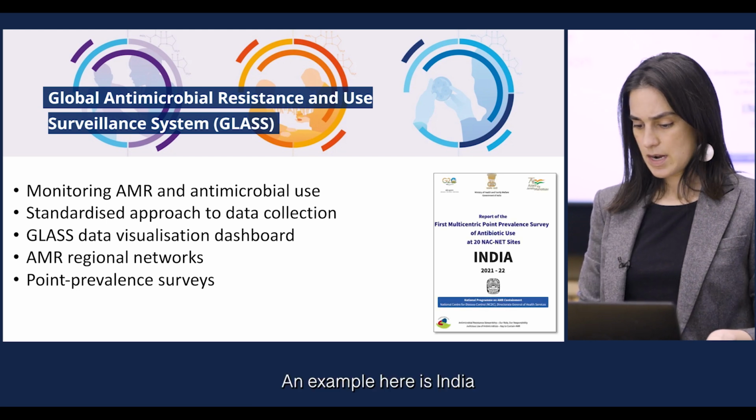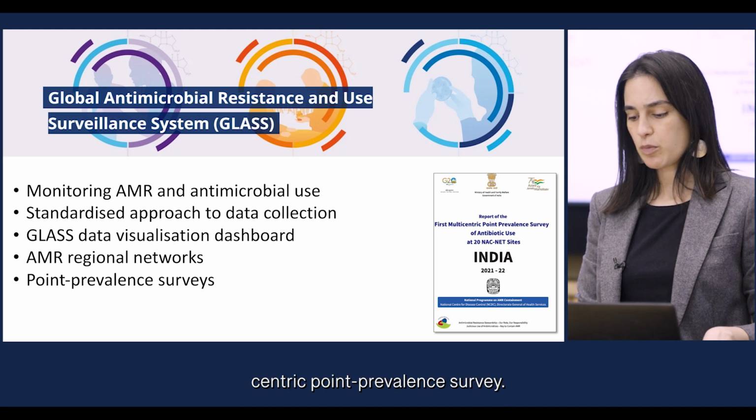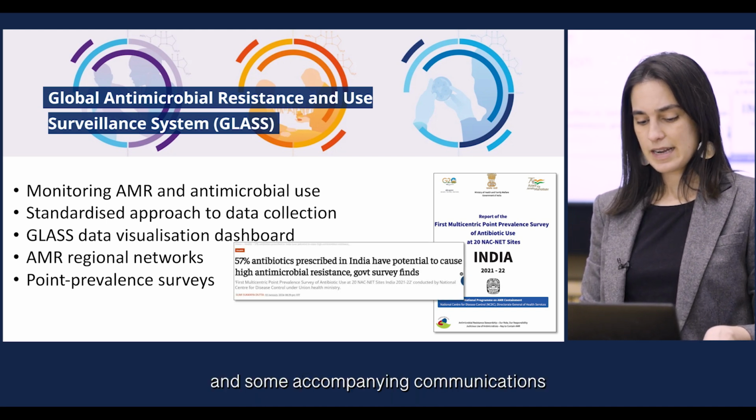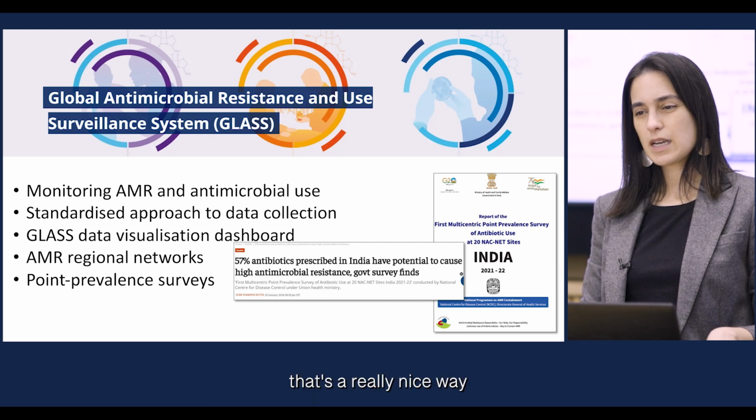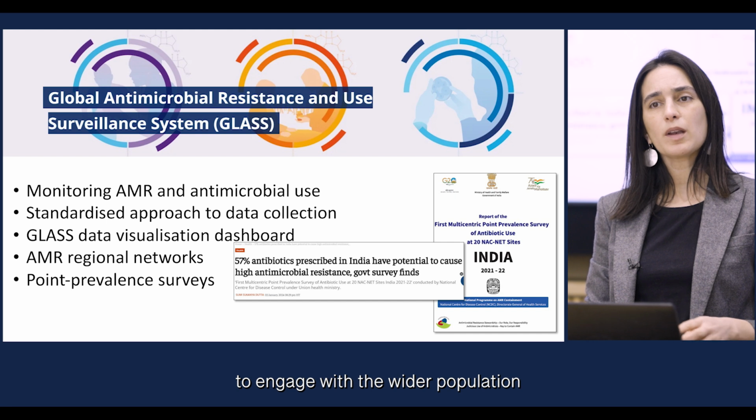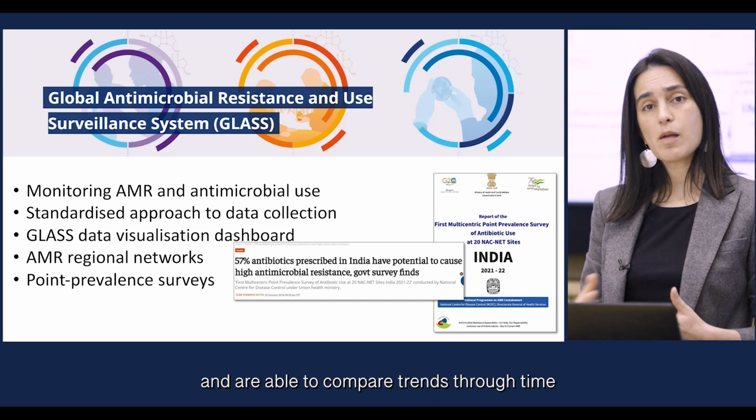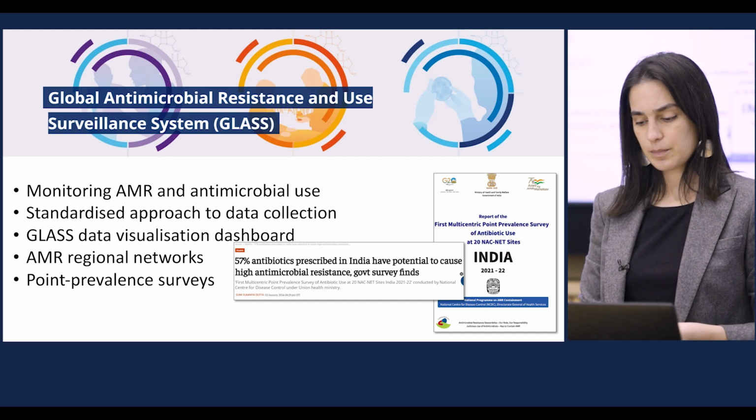An example here is India, who have published their first multi-centric point prevalence survey. This is for 2021-22, and some accompanying communications within the media. And so that's a really nice way to engage with the wider population and with policymakers once you have those data and are able to compare trends through time and again with other states.